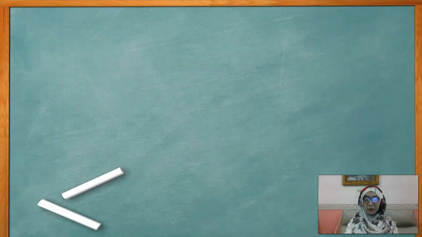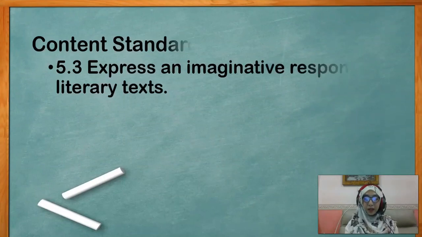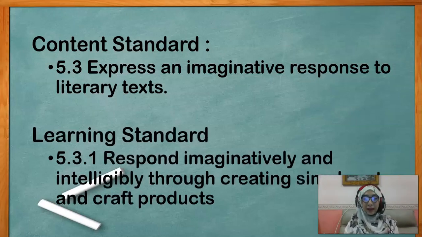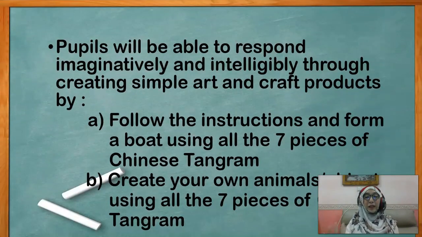Alright, so before we go to our lesson, just a brief look at what we are going to learn today. Our content standard for today is 5.3, which is to express an imaginative response to literary text. And our learning standard for today is 5.3.1, which is to respond imaginatively and intelligibly through creating simple art and craft products. So today we are going to do some arts and craft. Fun. Alright, so let's look at what you will be able to do today.